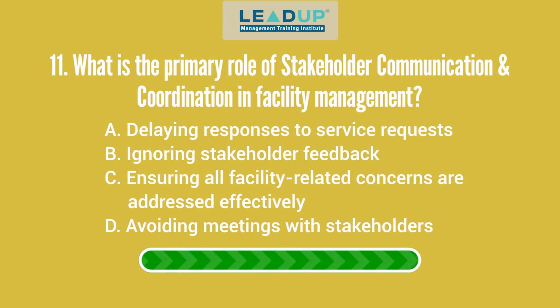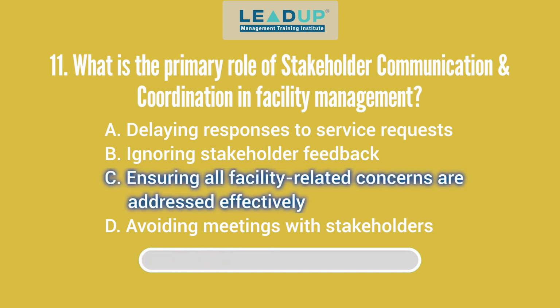What is the primary role of stakeholder communication and coordination in facility management? A. Delaying responses to service requests. B. Ignoring stakeholder feedback. C. Ensuring all facility-related concerns are addressed effectively. And D. Avoiding meetings with stakeholders. Answer: ensuring all facility-related concerns are addressed effectively.